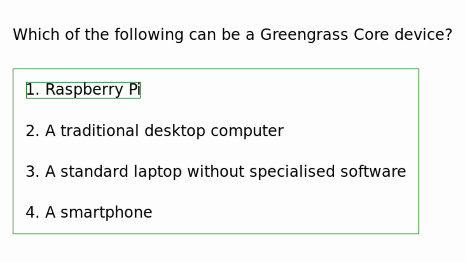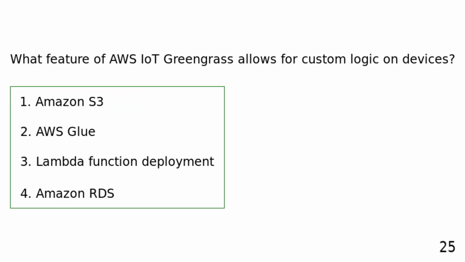Devices like Raspberry Pi can serve as Greengrass core devices when equipped with the Greengrass core software, due to their compact size and low power consumption. What feature of AWS IoT Greengrass allows for custom logic on devices? Amazon S3. AWS Glue. Lambda function deployment. Amazon RDS.